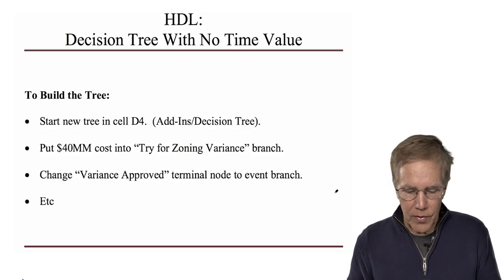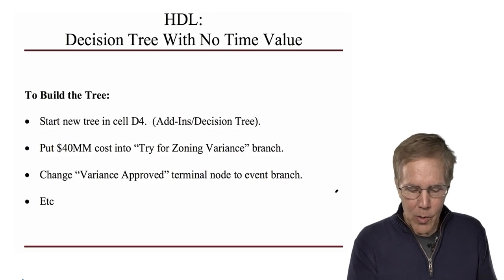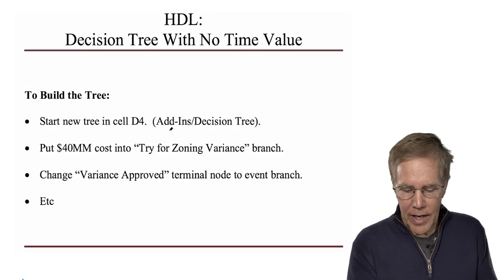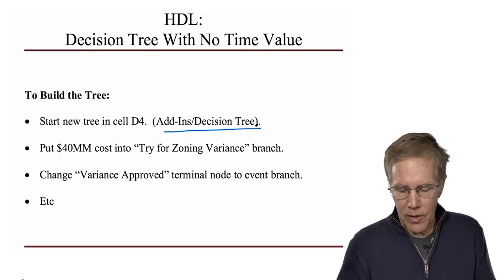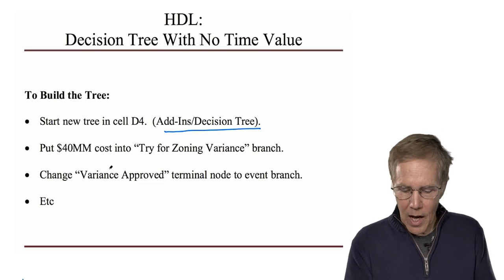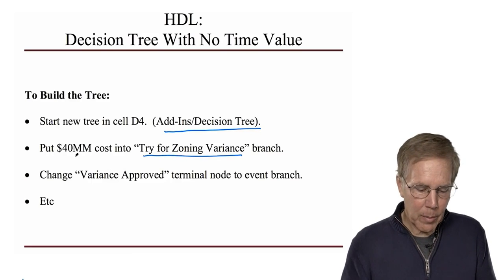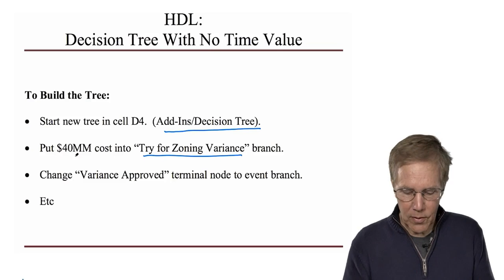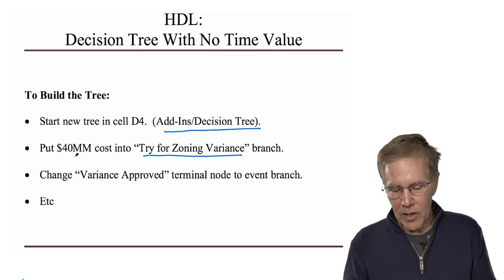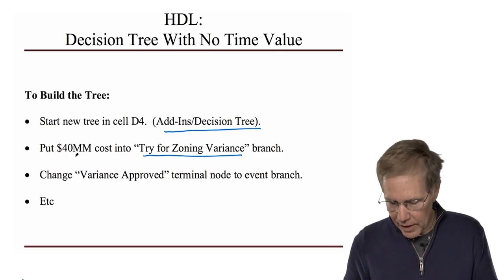So we're going to start in cell D4, and we're going to say add or insert decision tree. We're going to start with this decision. We're going to make two branches, try for zoning variance, don't try, and in the try for zoning branch, we're going to put in 40 million smackers here, and then et cetera. And I'll show you exactly how that works in the Excel.